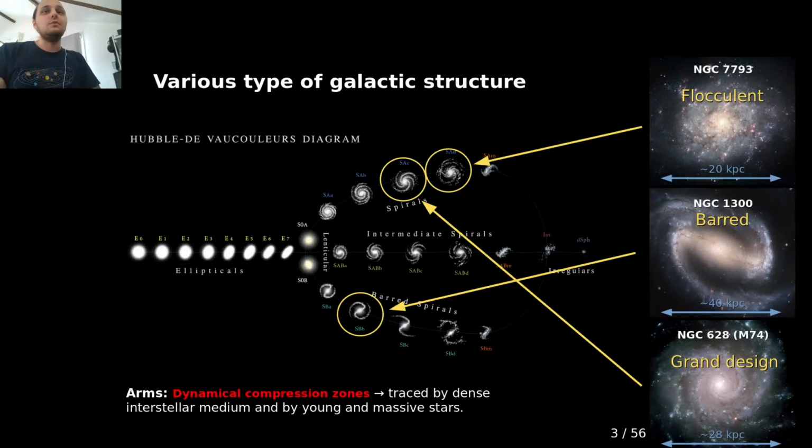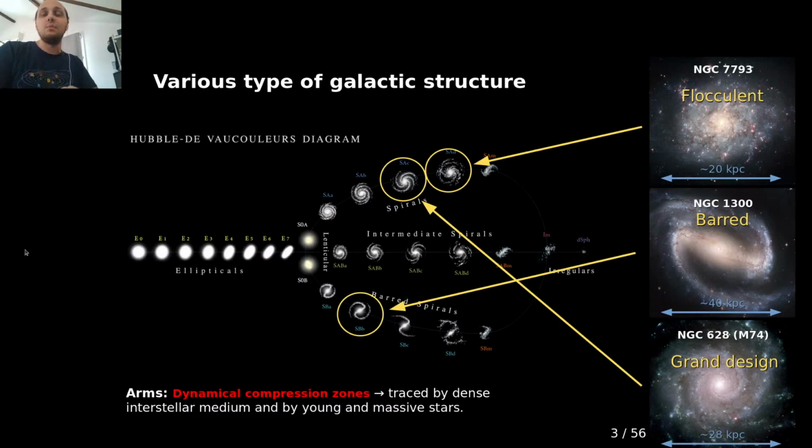So first, as you all know, there is a wide variety of galaxy morphologies. The question here is to know which one corresponds to the Milky Way. These morphologies are characterized by strong features, for example a barred-centered galaxy or spiral arms that can differ in shapes and number. Here, an arm in a galaxy will be a dynamical compression zone, which is traced by dense interstellar medium and by young and massive stars.